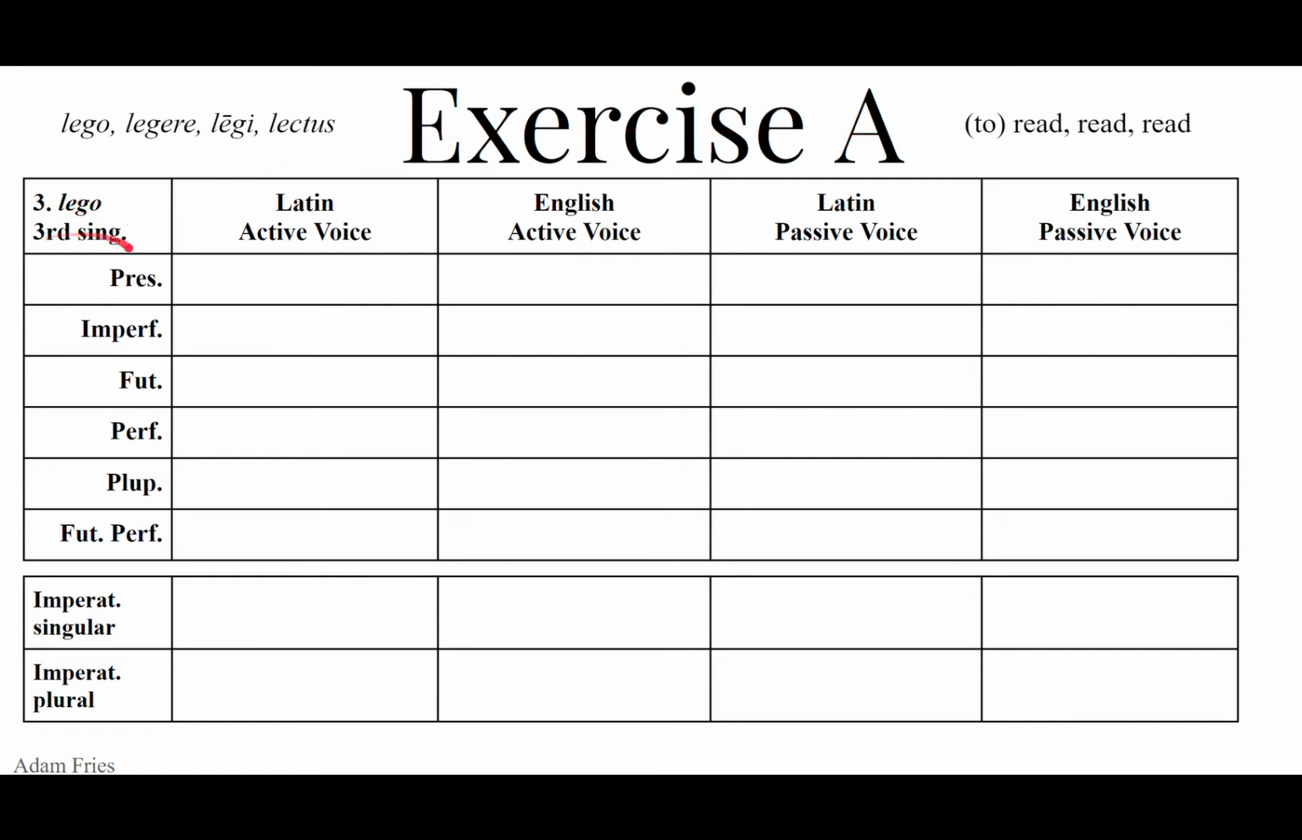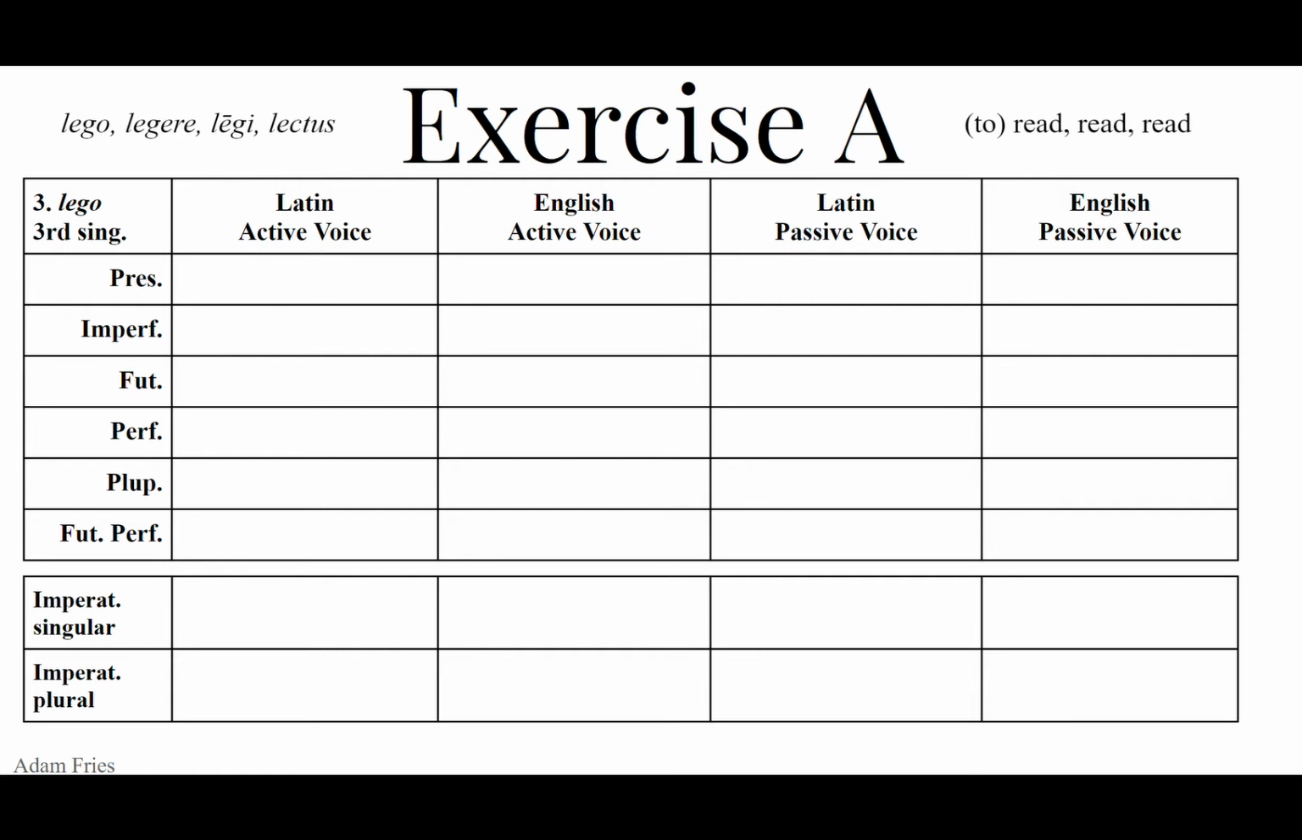So this is going to be in the third person singular. In the active voice, we're going to use the personal endings o, s, t, mus, tis, nt. We're going to use the t because we're using the third person singular forms of the verb. So lots of t's in the active voice. In the passive voice, the personal endings r, ris, tur, mur, mini, ntur are used, and we're going to use tur. So in the active we have t, and in the passive tur.